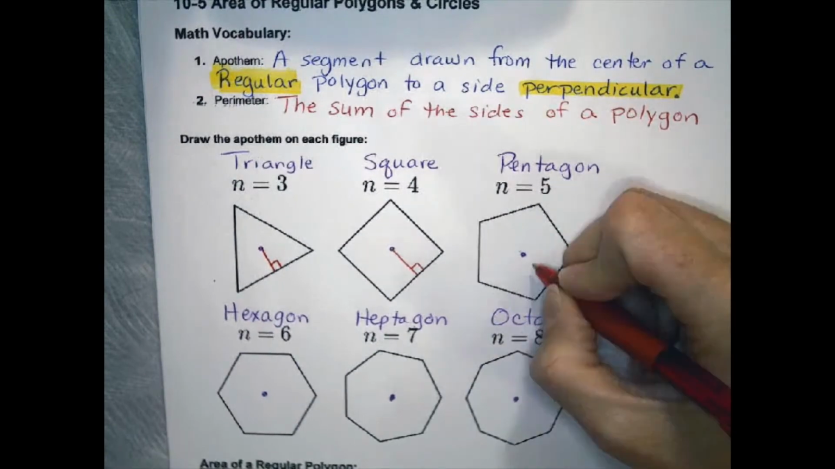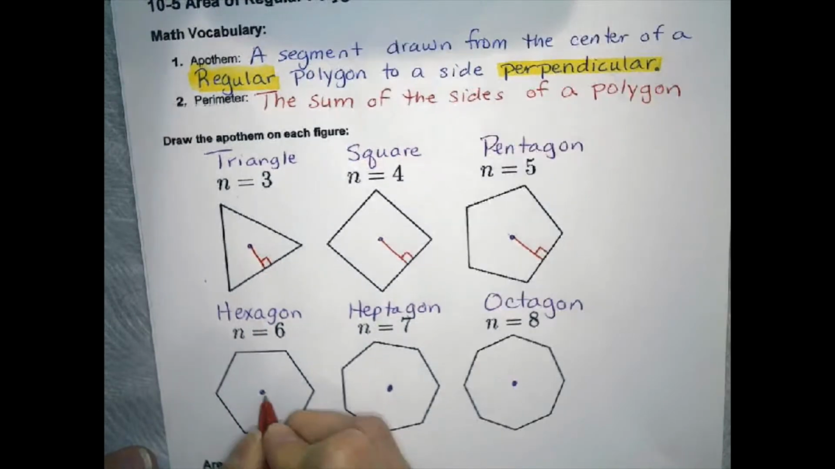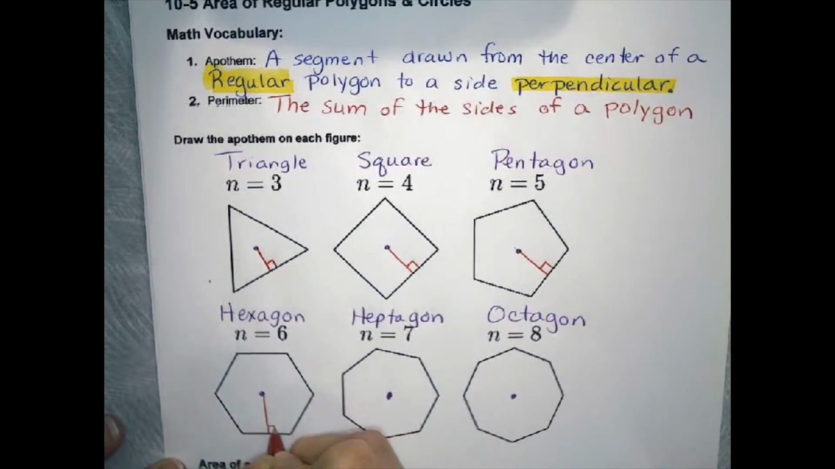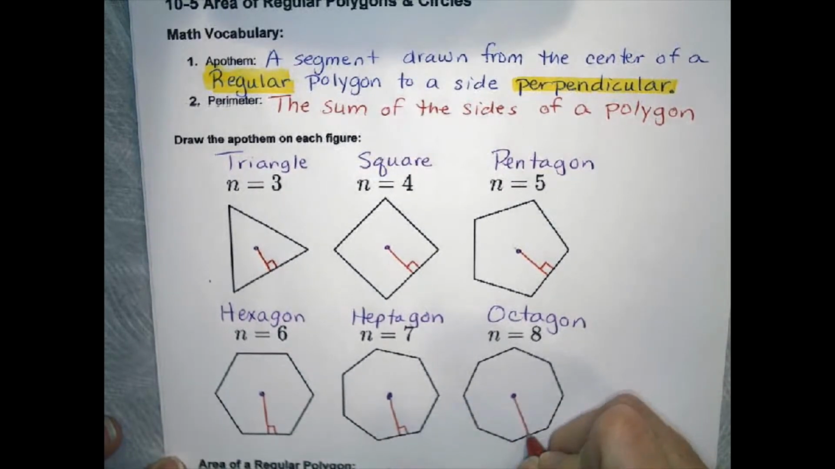Same with a pentagon. Hexagons have 6 sides. Heptagons have 7 sides, and an octagon has 8.